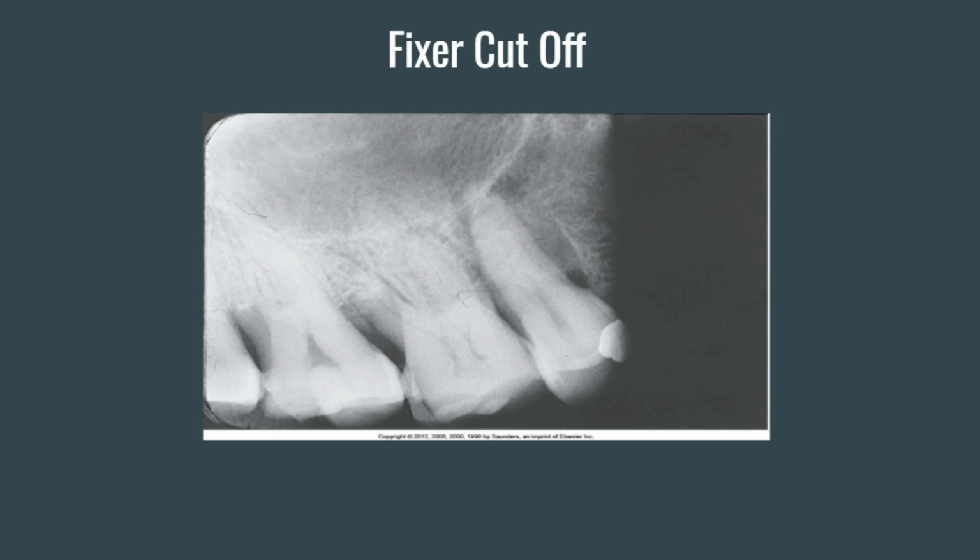Same thing with the fixer. This is fixer cut off, but it's a straight black border. Same thing, your levels of fixer solution were too low, so the entire film was not submerged in the fixer. So that is an unfixed portion of the film. That black spot is an unfixed portion of the film.